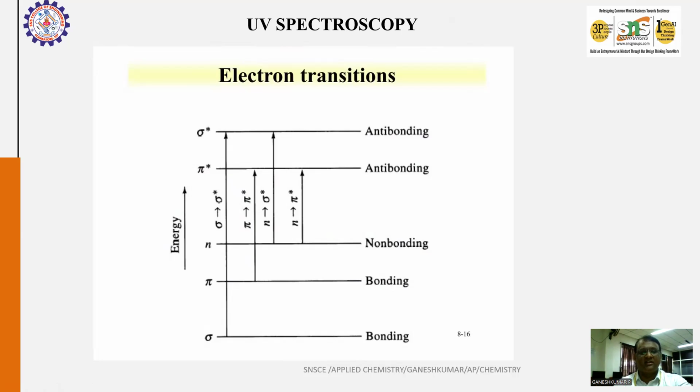See, sigma to sigma star is a huge difference. It needs more energy, and n to pi star needs very little energy. The star indicates an anti-bonding level, that is the excited level. This is the basic principle behind electron transition in ultraviolet spectroscopy. When the ultraviolet radiation falls on the sample, the excitation happens based on the electron levels, and the excitation requires some energy. Based on how much energy is absorbed, we can find out what type of substance is present inside the sample.